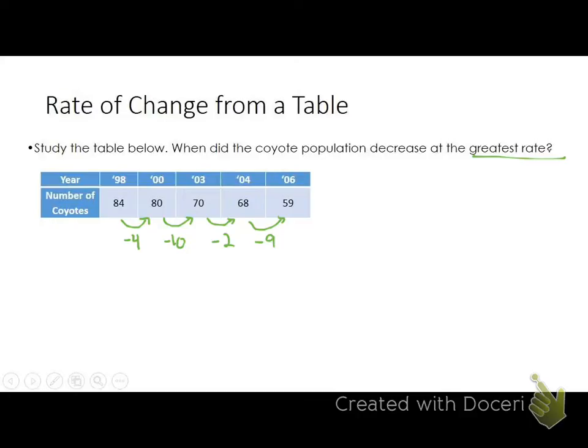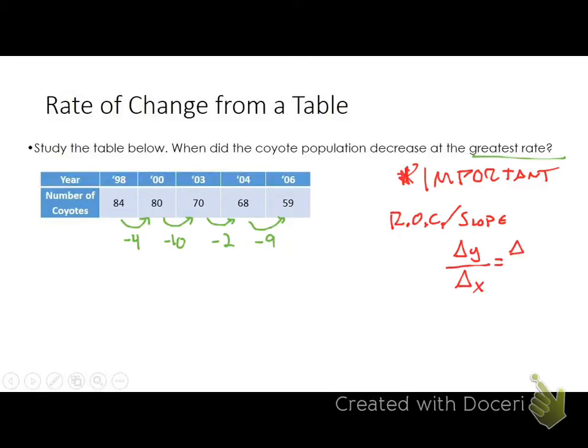What we have to remember, and this is important, is that our rate of change or our slope is defined as the change in y over the change in x. In this case, that would be the change in the number of coyotes over the change in years. So if you're only looking at these values, you're completely ignoring the change in years. This is our change in x up here. So we have to create ratios to make rates of change here. We cannot just look at the change in y, because I think we'll see something interesting here.